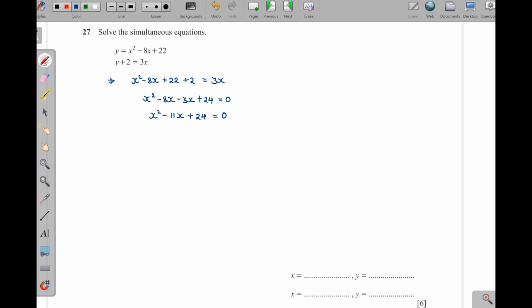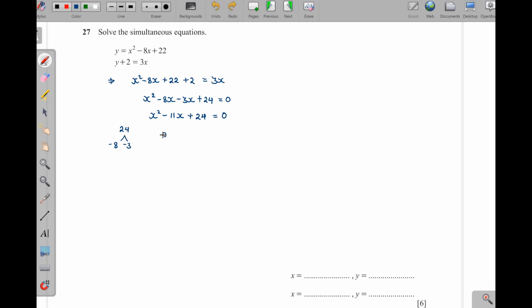So I can use factorization. We get two numbers. When we multiply them, we get 24. I can have 8 and 3. But when we add them, we get negative 11. So both of these numbers can be negatives. You see that? Minus 8 minus 3 will give us a minus 11. But minus 8 times minus 3, you'll get a positive 24.